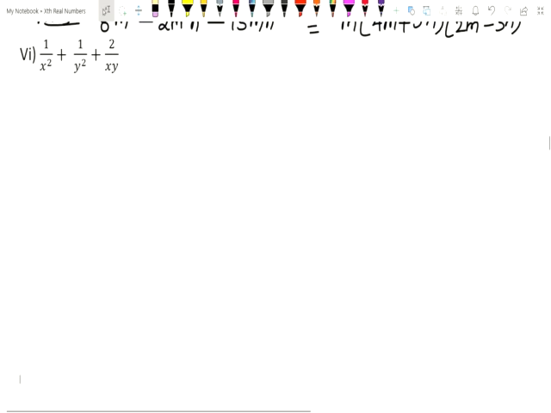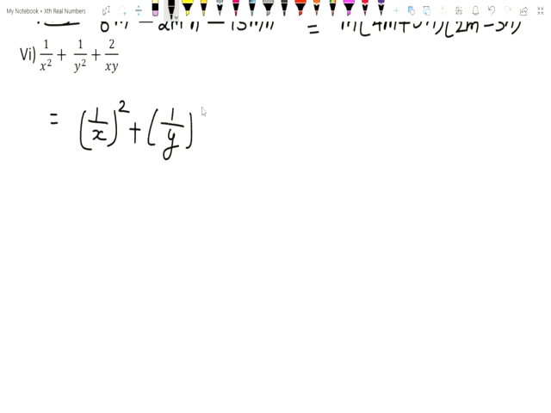1 by x square plus 1 by y square plus 2 by xy. See here, the first term is a square, the second term is also a square, and the third term is 2 times something. It looks like a square plus b square plus 2ab. See here how I am going to write this. 1 by x the whole square. If I square this, what will you get, children? 1 square, 1 only. x the whole square, x square. After that, plus 1 by y square, so 1 by y the whole square.